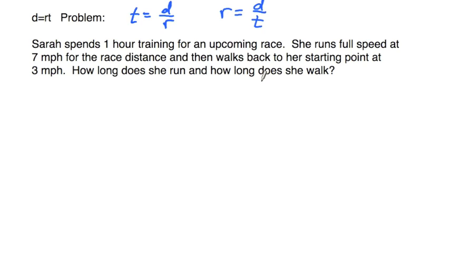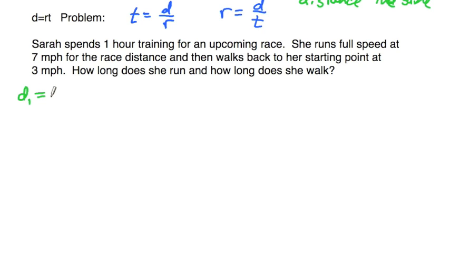So the commonality for this problem is that her distance going out and coming back is exactly the same. We don't know what it is, but the distance is the same. So I might as well just write that down. Distance, the same. So when we set up our d equals rt portions of the problem, that d will be exactly the same. Alright, so I'm going to set this one up a little differently.